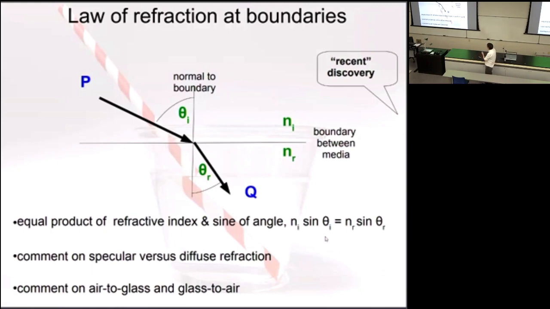Now, let me remind you that refraction is when light travels from one optical medium to another optical medium. So when, for example, light travels from air into water, that's traveling from one medium to another, and that would be an example of refraction. If light traveled from the water into the air, again, that's another example of refraction. If light travels from air to glass, glass to air, there's plenty of examples of light traveling from one optical medium to another optical medium.